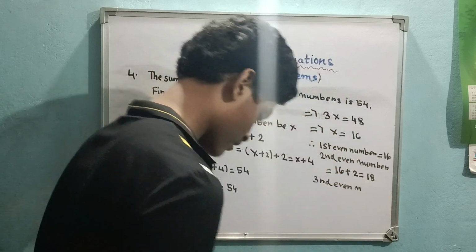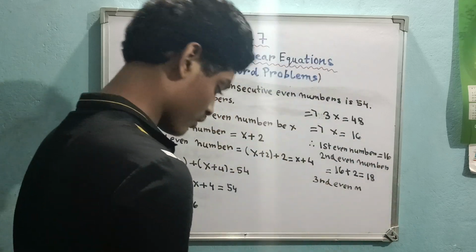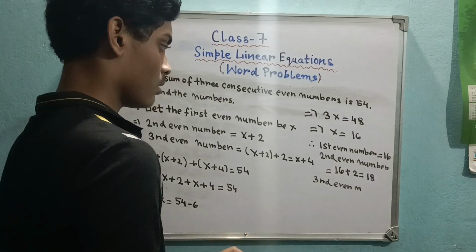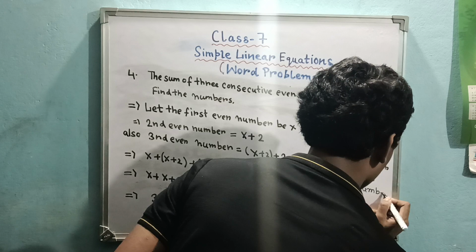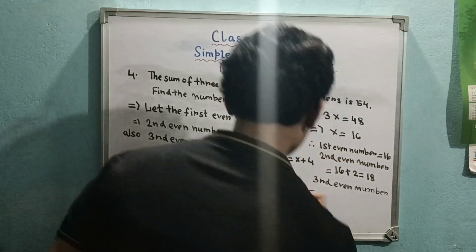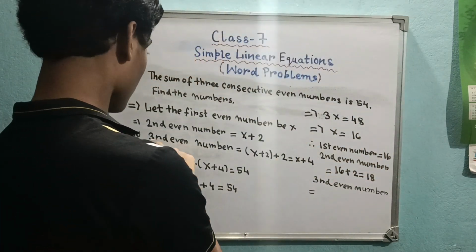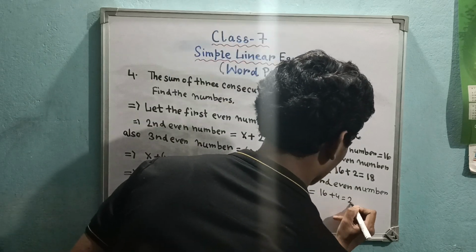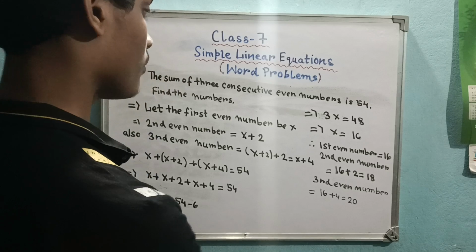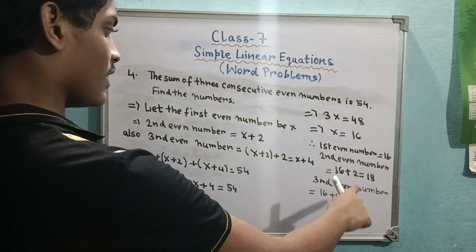Sorry guys, let's change the pen marker, it's not working properly. So here third even number will be equal to what? It is x plus 4. So 16 plus 4 equal to 20. There you go. We've got the three even numbers here, 16, 18 and 20.